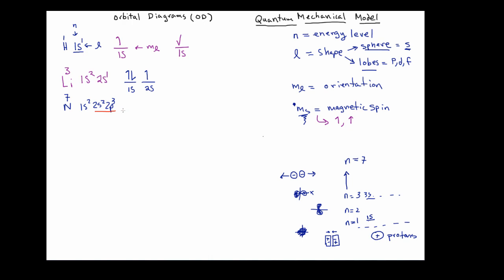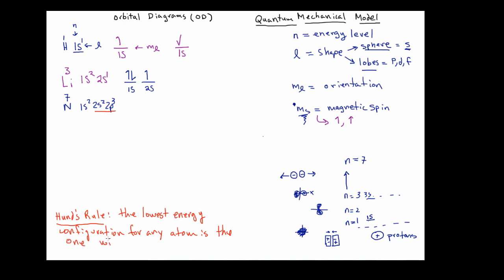And I'm going to introduce a new principle. The new principle is what's called Hund's Rule. What Hund's Rule says is that the lowest energy configuration for any atom is the one with the most unpaired electrons. Most unpaired electrons. Now, what do I mean by this?